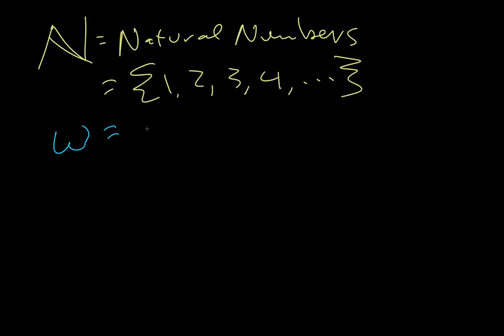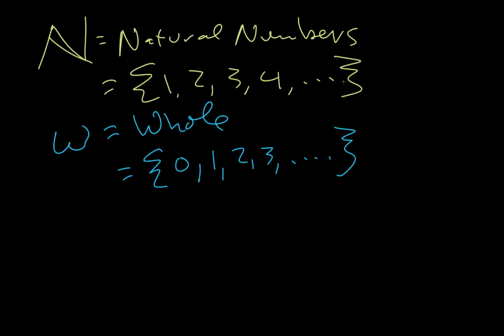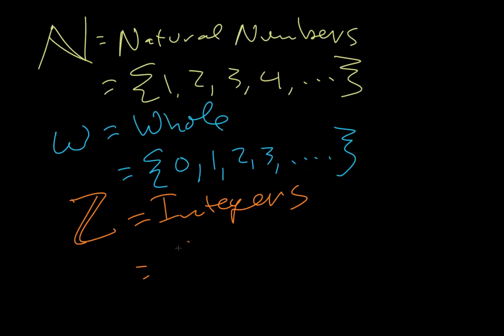Then we have whole numbers, and that's the set containing 0, 1, 2, 3, 4, etc. So it's the same as natural numbers, but we just put a 0 in there. Now, script z is called integers, and that's if we take the whole numbers and we also put in the negative version of the whole numbers.